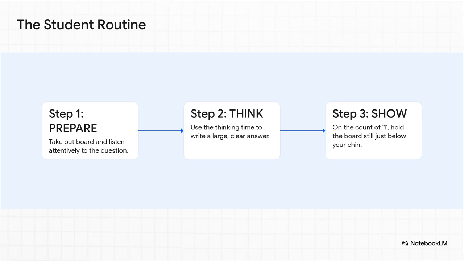Step 1 is prepare. Boards out, pens ready, and all ears on the teacher. Step 2 is think. Use the time you're given to come up with an answer. And the key is to write it large and clear. Now, what if a student genuinely doesn't know? Simple. They write a question mark. No one gets to opt out.